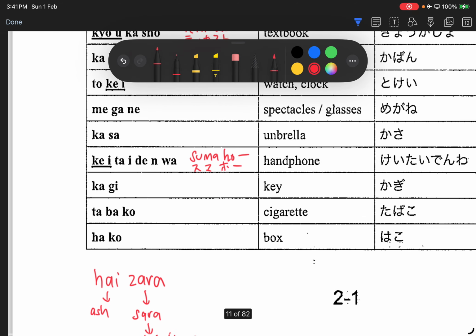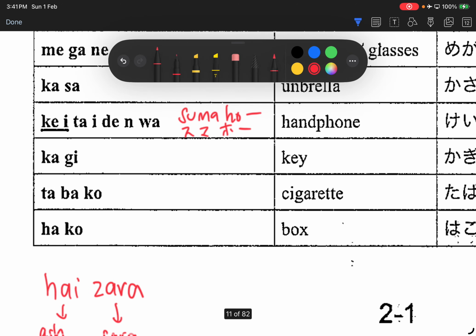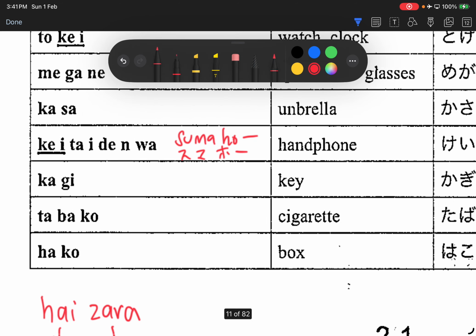Okay? Next, kagi. Right, key. Tabako. Cigarette. Right? I mean, it came from the word tobacco. Right? Tobacco, cigarette, same thing. Next, hako.